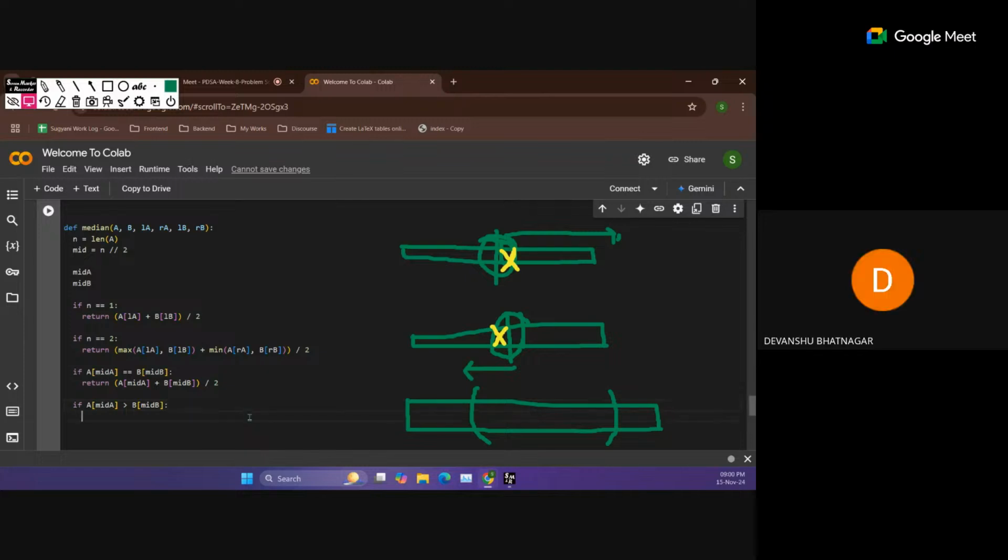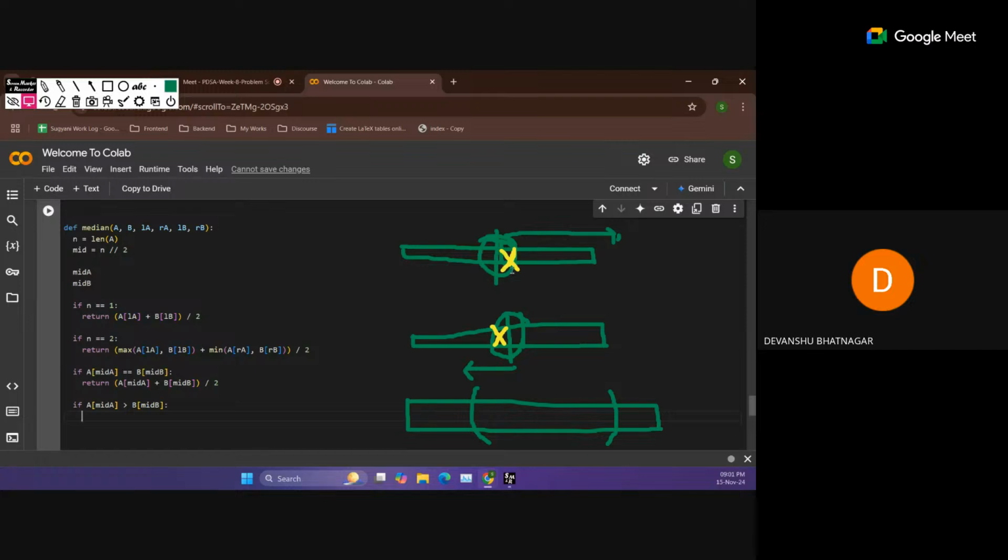We can reduce the left part by 1 and increase the right part by 1. Yes. So what we will do is we will return the median. Our median will lie somewhere around here. I'll go to the median function. So how will we reduce? Let's just look into this. What was your solution for A? What will we do?